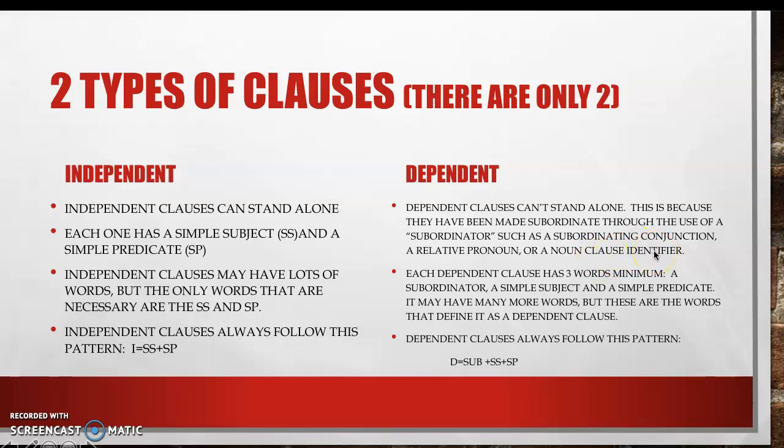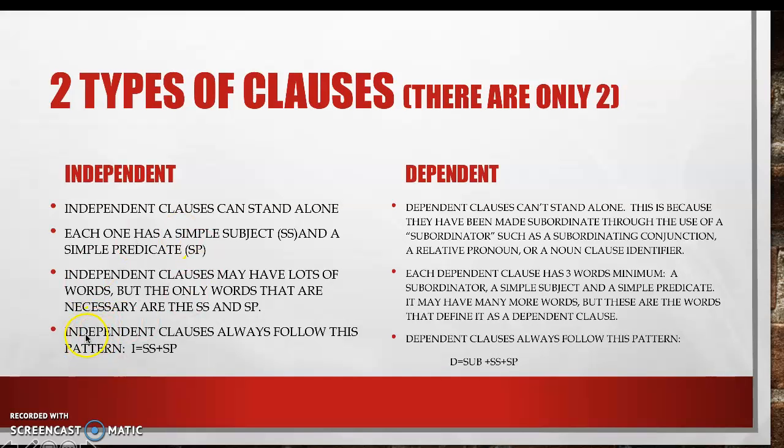All right, so as you're working through your DGP, on Monday, you would have marked all the subordinators. On Tuesday, you would have marked the subjects and the predicates. So that on Wednesday, when it comes time to actually divide the sentence up into independent and dependent clauses, you already have all the information you need marked on your sentence.